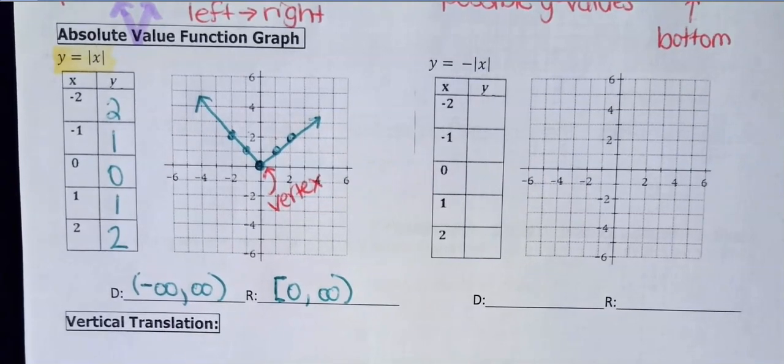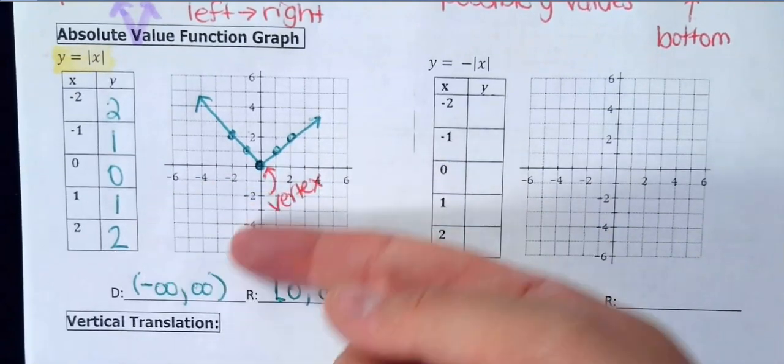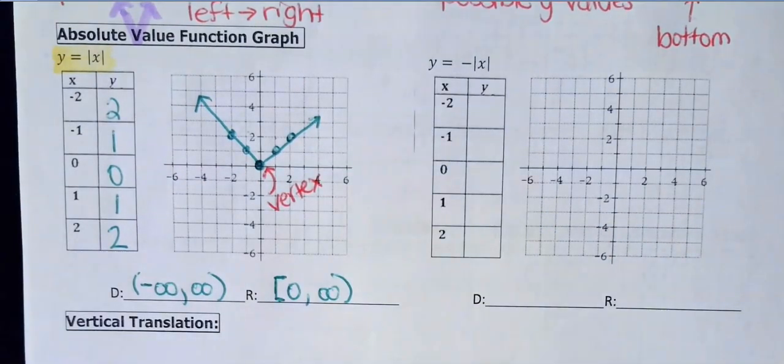So when I write that, I'm excluding this part of the graph down here where I don't have any graph. We don't have any of these y values. Like -6 on the y-axis, I don't have a graph there. So that's not included in the range. It just starts at 0 and goes up forever.